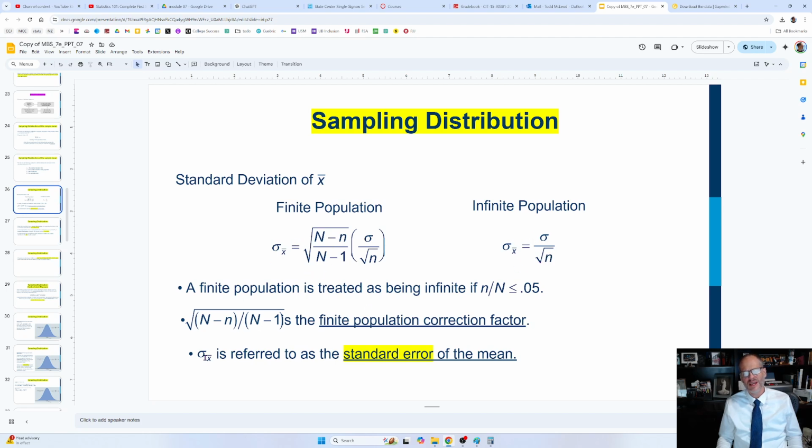And the standard deviation of the sample statistic, the sample mean in this situation, is referred to as the standard error of the mean. So this is a standard error. It's standard deviation, but it's a specific kind of standard deviation. It's the standard deviation of the sample mean. So you've got to wrap your head around that.